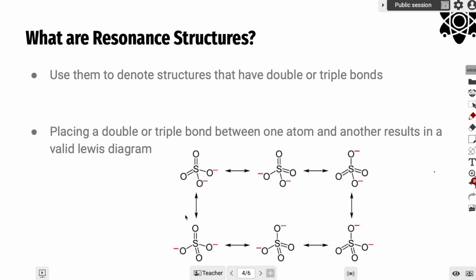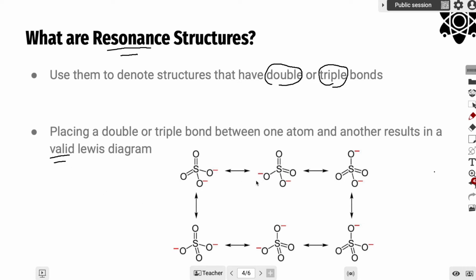Now, another big aspect, and you saw in my title slide, is we're going to be talking about resonance structures here. And what are they? So essentially what we do with resonance structures is we denote them, especially when we have molecules that have double or triple bonds. So that is a big aspect there, double or triple bonds. And the idea here is that we place a double or triple bond between one atom, the central atom primarily, and another outer atom, and we can do this between several of the outer atoms and the central atom, and this would result in a valid Lewis diagram.